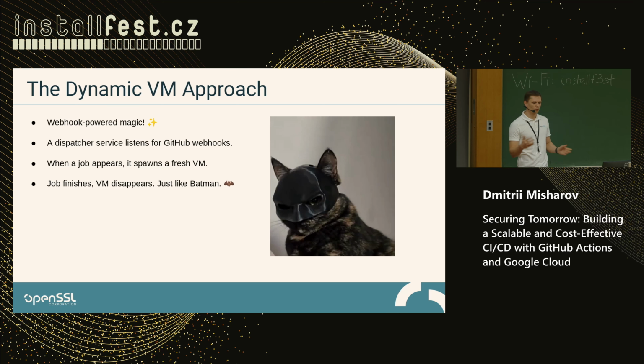And what are the pieces of that approach? It will be, of course, webhooks, which GitHub emits. We will use them heavily in our solution. We need a dispatcher service, which will listen for these webhooks, and this service will provision VMs. And when the job finishes, that VM will disappear, just like that cat Batman.